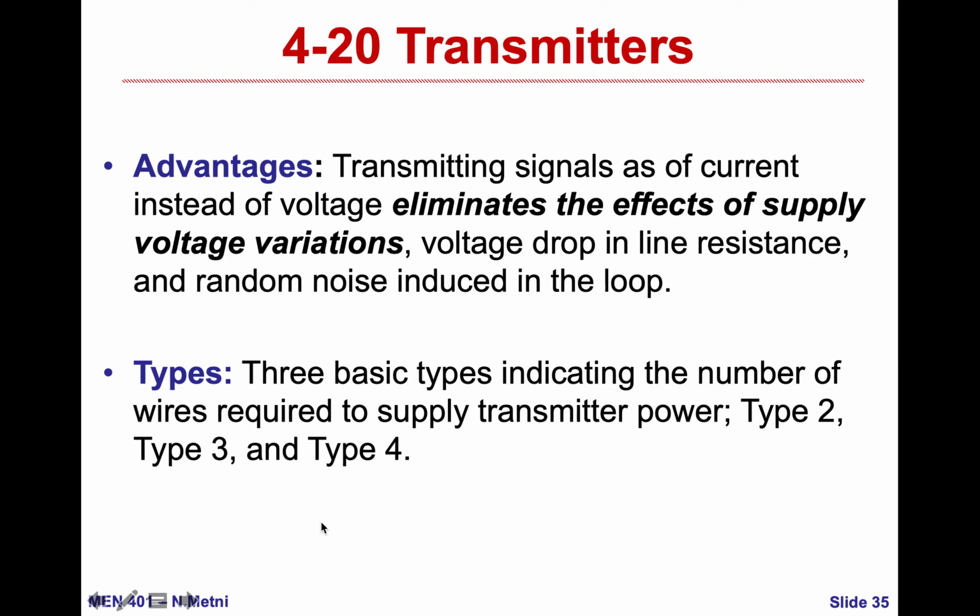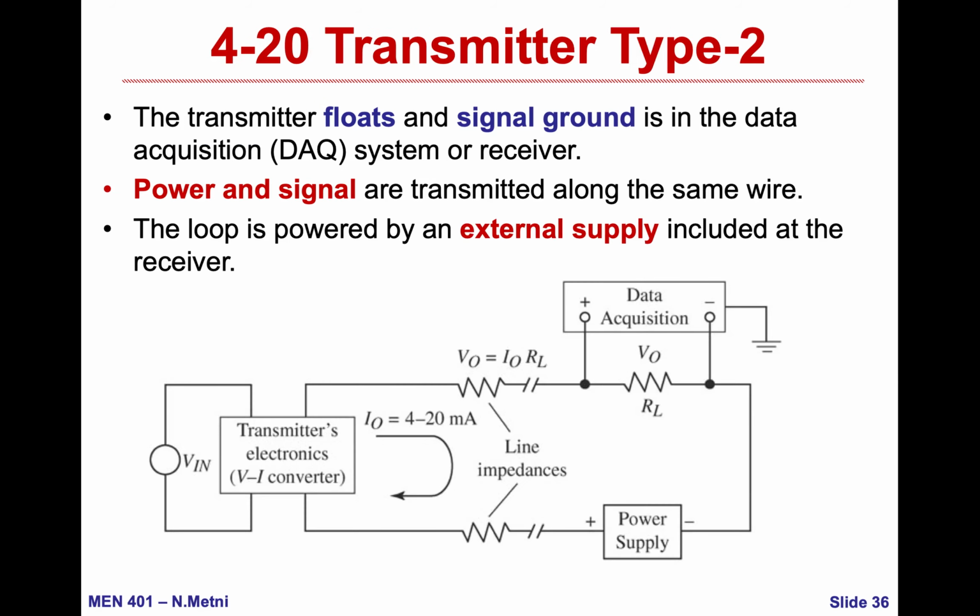The advantage is that transmitting the signal as current instead of voltage eliminates the effect of supply voltage variation, voltage drop in line resistance, and random noise induced in the loop. There are many types, and I will not go into these types.